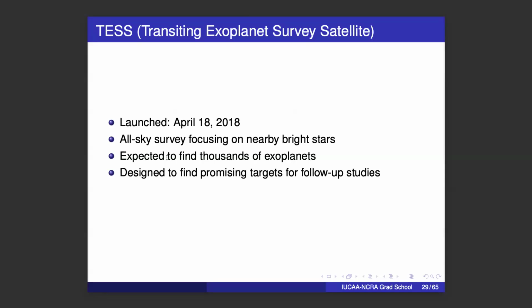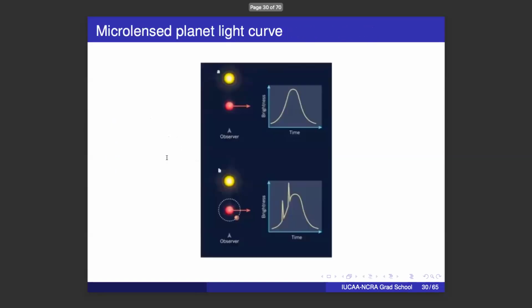With Kepler and very likely with TESS, they don't announce every new planet that they find. Because it is all part of one collaboration, they will suddenly have a paper in which, I think, Kepler once published 1,300 planets in one go, one day. 1,300 planets discovered, just to have a higher impact. It is designed to find promising targets for follow-up studies.